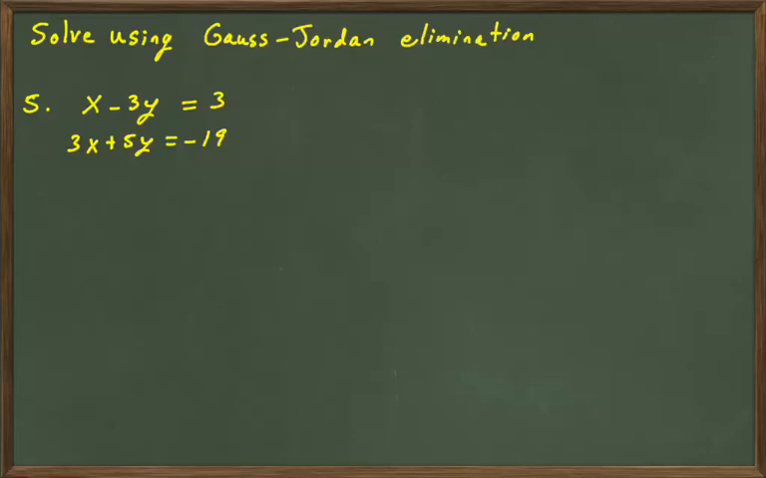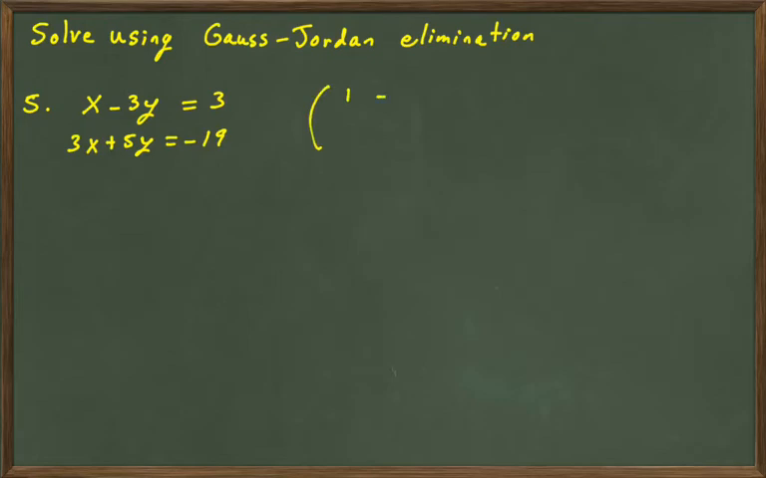Okay, in this video we're going to be looking at example number 5 from the 7-6 notes. We're going to be looking at solving this system of equations using the Gauss-Jordan Elimination method. The system of equations we have here is x minus 3y equals 3 and 3x plus 5y is equal to negative 19. So the first thing we're going to do is write this as an augmented matrix.